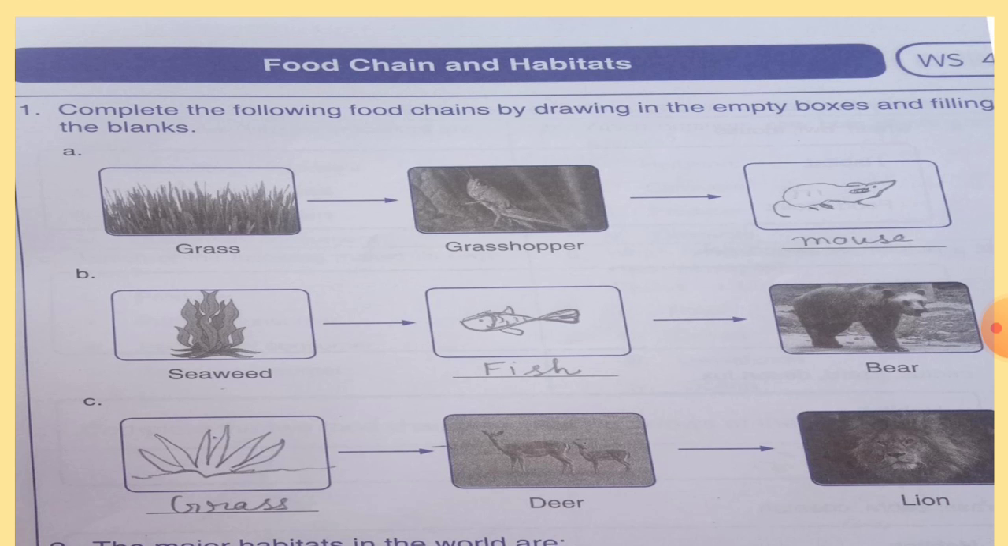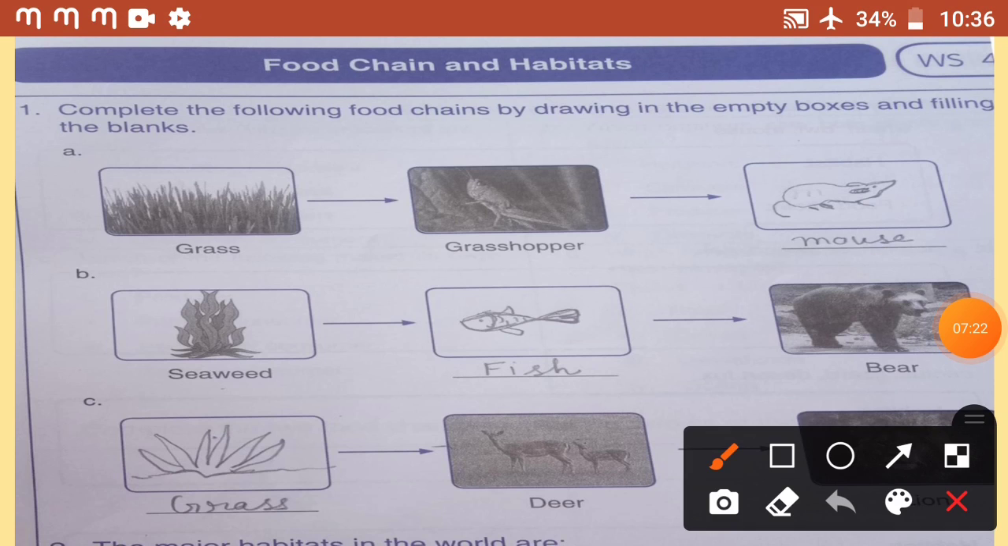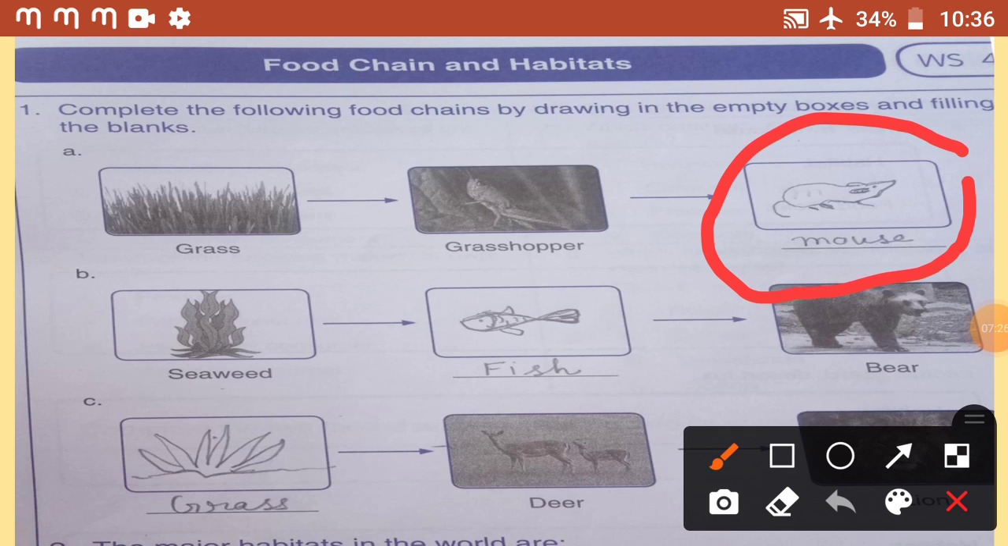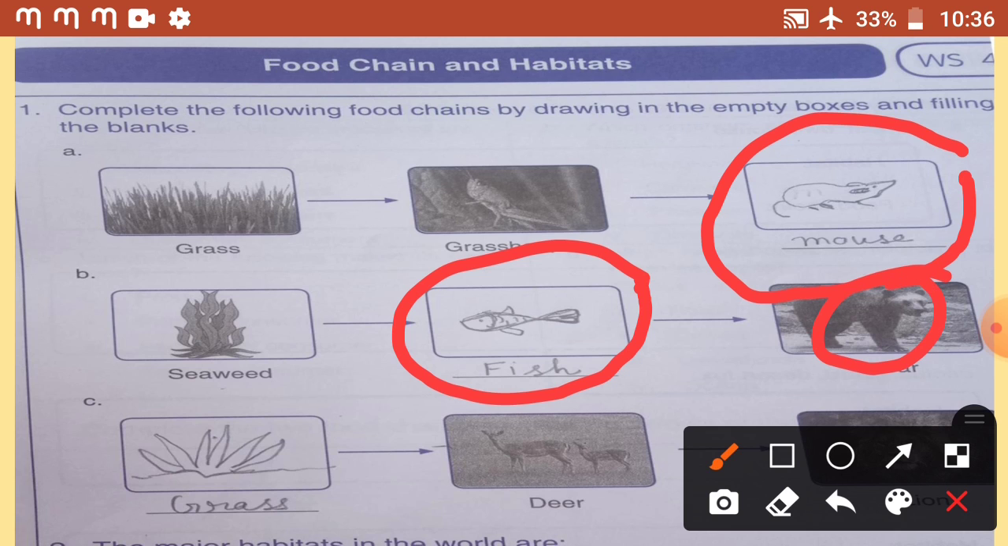Next question. Complete the following food chain by drawing in empty boxes and filling the blanks. Now here see, I have already done. There are empty boxes. Here you draw mouse. This is one food chain. Grass is eaten by grasshopper. Grasshopper is eaten by mouse. And you write mouse down in blank place. Here you draw fish. This is ocean habitat food chain. Seaweed is eaten by fish and fish is eaten by bear. Now here you draw grass. Grass is eaten by deer and deer is eaten by deer.